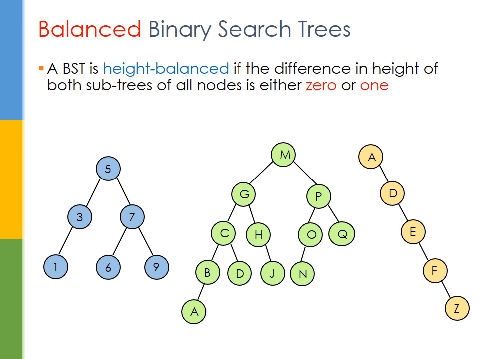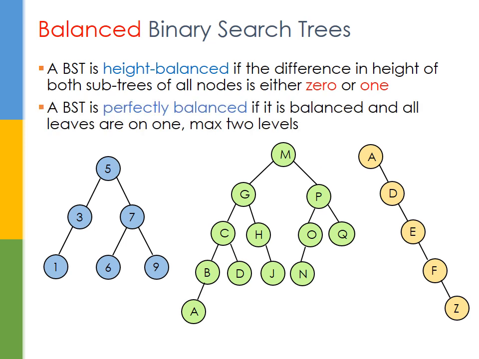Now, we also then have the concept of a perfectly balanced tree, and this will become important later on in this lecture. And a perfectly balanced binary search tree is a tree that is height balanced, but also then additionally all of the leaves are on 1 or a maximum of 2 levels. So we of course don't need to consider the rightmost tree because that isn't height balanced at all.